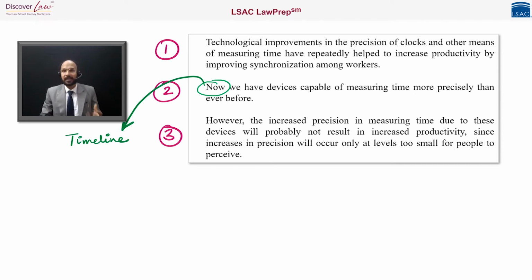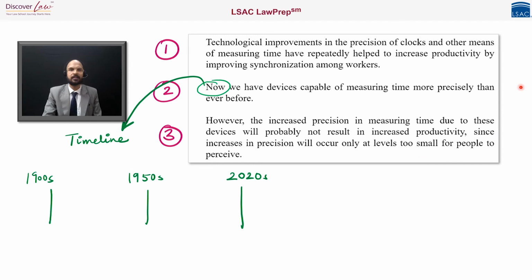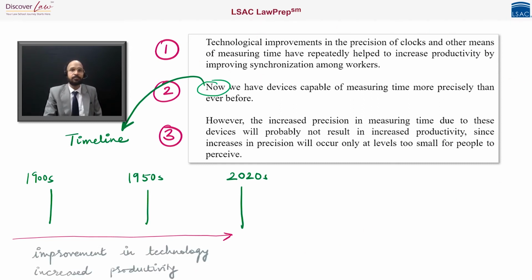So when I talk about a timeline, let's put what we see in these sentences into a bit of a timeline. Okay, let's say now is maybe the 2020s. Let's say this is 2022 and we are here now. And then let's say there was some time in the past, 1900s, 1950s. Now this is the timeline, and you saw, according to the first sentence, that during this phase the technological improvements with increase in precision helped increase productivity.